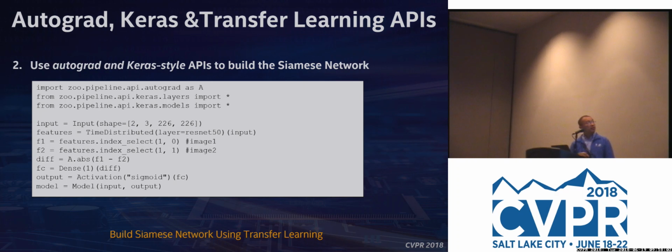In this case, the input is 2 images. You just load a pre-trained ResNet model and use that to compute the features for those 2 images, and you compute the absolute of the difference of the features of the images, and then you generate a sigmoid, and then you build the model, and then you can train the model to have the network learn how similar those 2 images are.